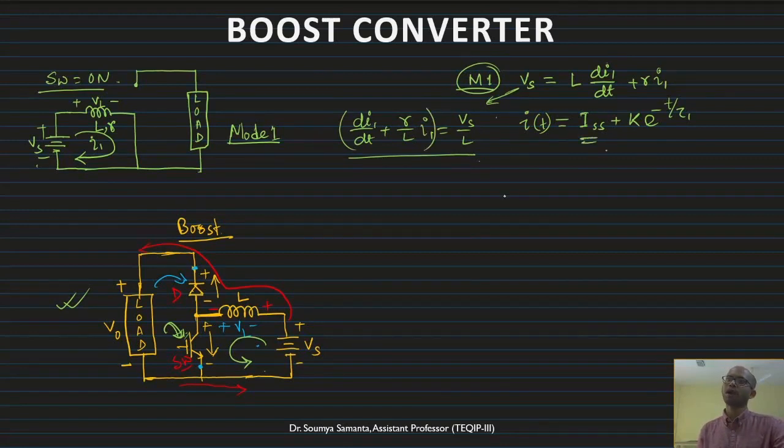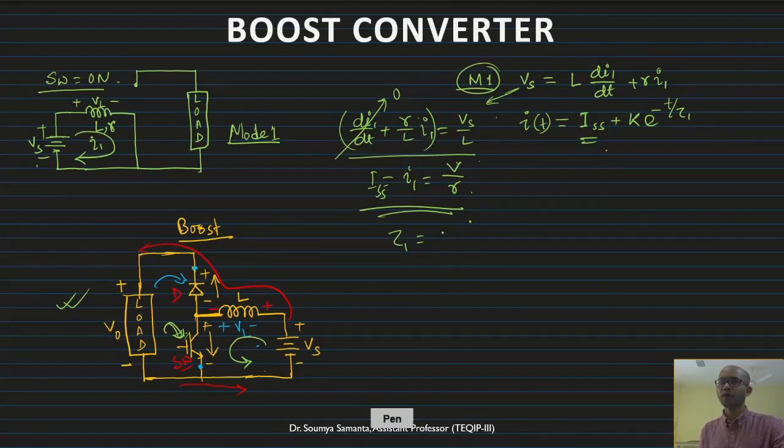Now how can we find ISS? For the steady state value, there is no dynamics, so the derivative is 0. If I make it 0, what will I1 be? We get ISS equals Vs by small r. Now, tau 1 equals L by small r. This is the tau 1 time constant.